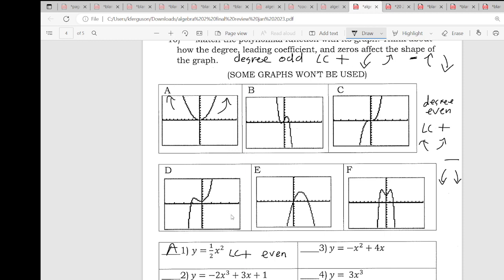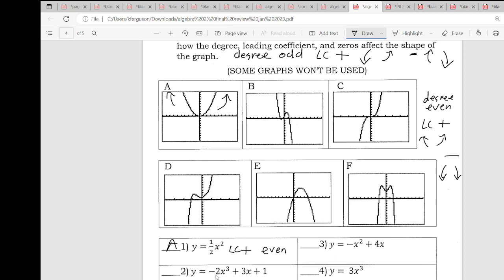So now let's look at number 2. What's the degree for number 2? So we got an odd degree. And what's the leading coefficient sign? Negative. So according to this, when I got an odd degree and the coefficient is negative, when x is at negative infinity, y is positive infinity. When x is positive infinity, y is negative infinity. So it starts up and then goes down.